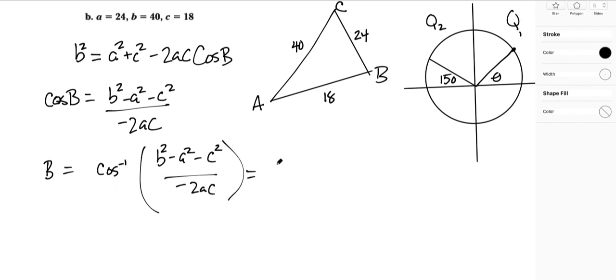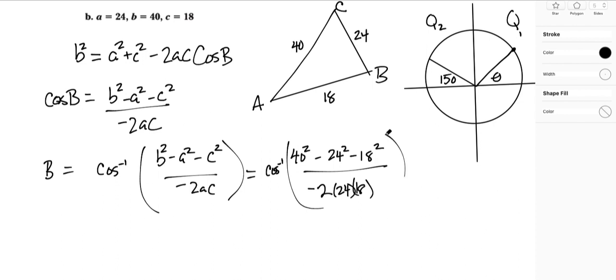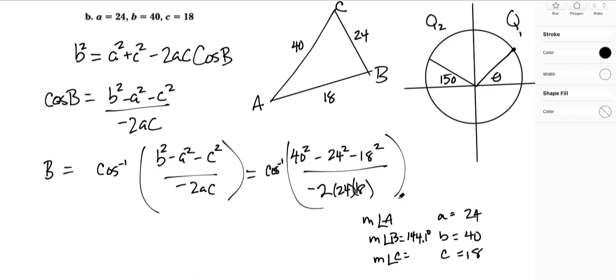So now I'm just literally plugging this information in. So b squared is 40 squared, minus 18 squared, minus 24 squared to keep up with what we started, over a negative 2 times 24 times 18. And you can check me and make sure that made sense. And I'm going to take the inverse cosine with a little bit of calculator usage. So I'll go do that and come back with our answer. So now that we've got that, 144.1 degrees is our measure of angle B, approximately.